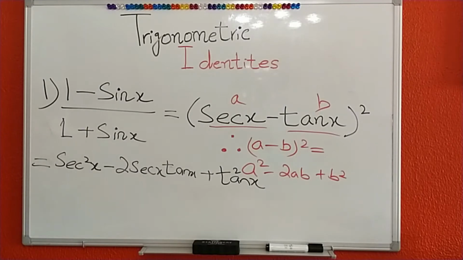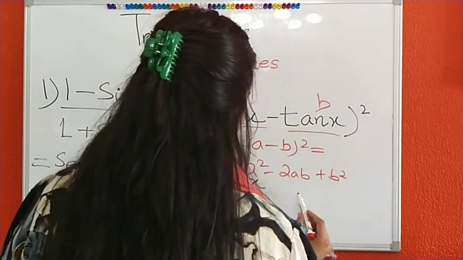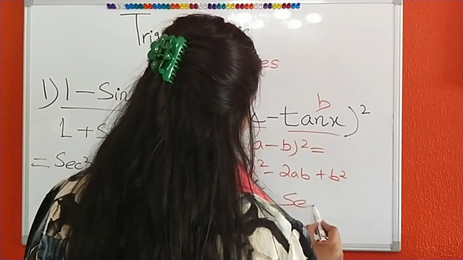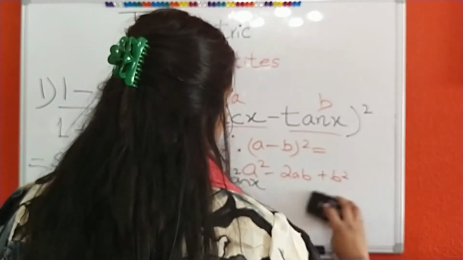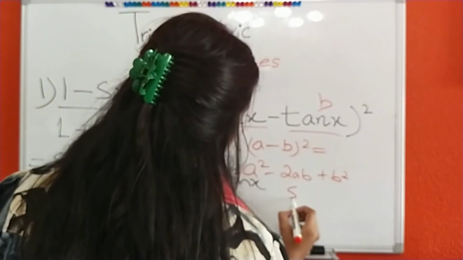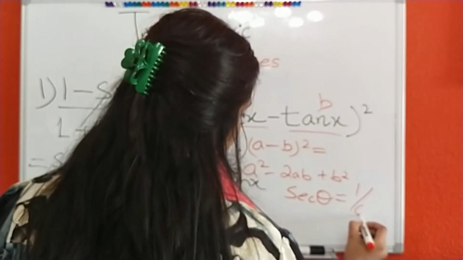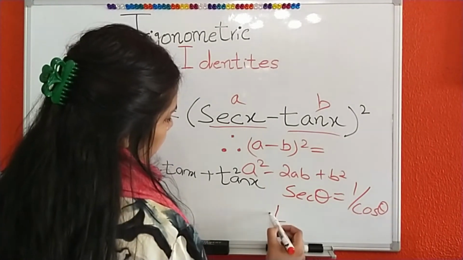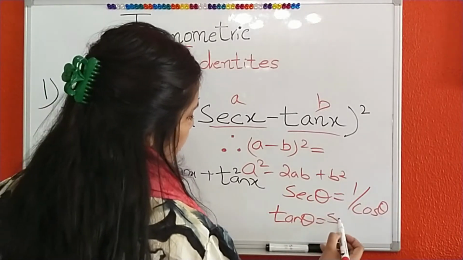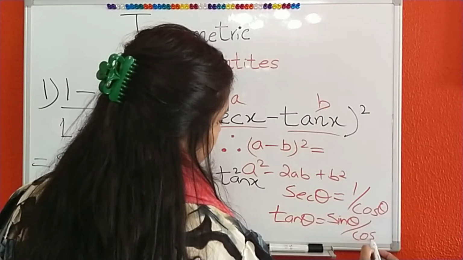Now this is the step where I need to use the identities. Which identities do I need to use here? In this step I am going to use the reciprocal identity, which is sec theta is equal to 1 over cos theta. And what about tan? I'm using the quotient identity here: tan theta is equal to sin theta over cos theta.